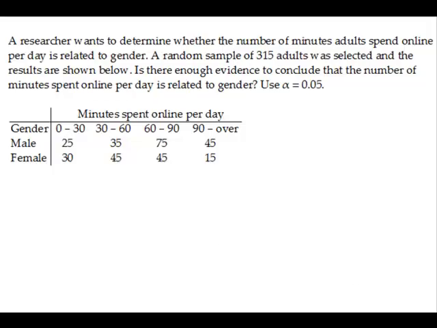Let's try another one. A researcher wants to determine whether the number of minutes adults spend online per day is related to gender. Random sample of 315 adults was selected and the results are shown below. Is there enough evidence to conclude that the number of minutes spent online per day is related to gender? Here's another hint that we're going to have chi-square independence. Related, and we have quantitative data. Categorical. So, rather than doing this one by hand, we're going to set up our hypothesis test and then go find a website.